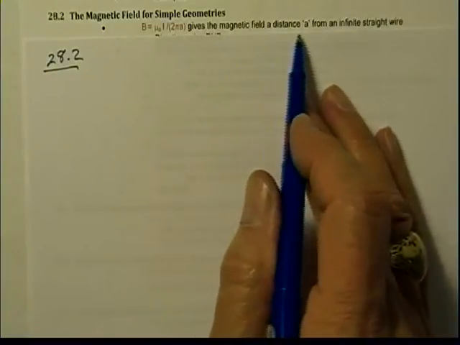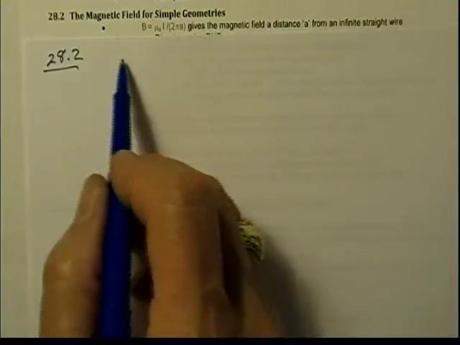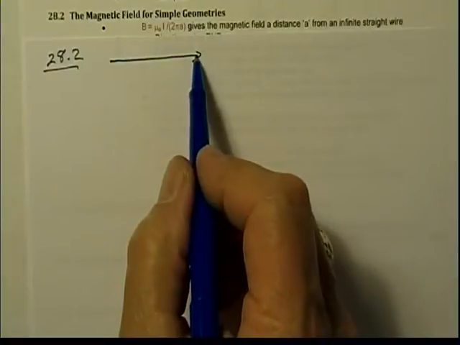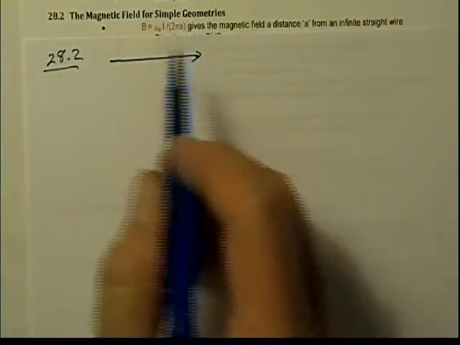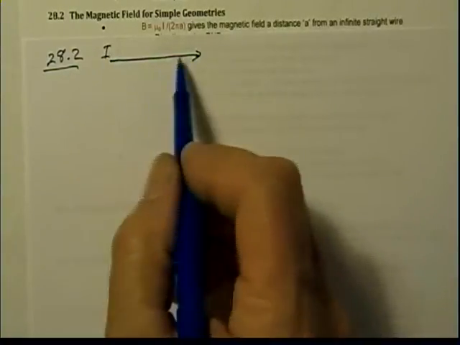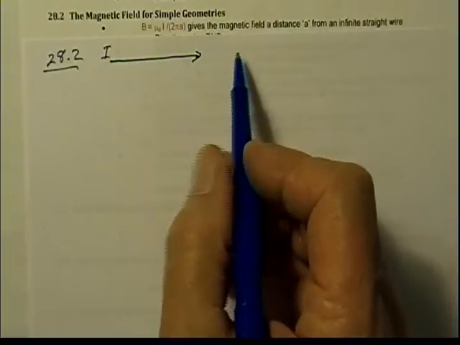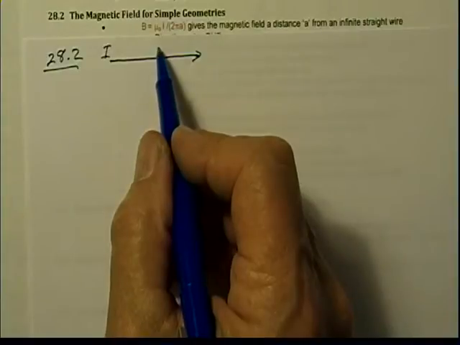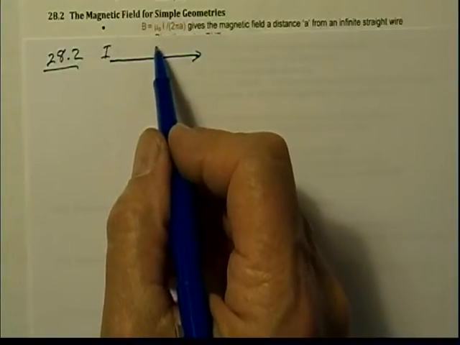We want the magnetic field at a distance a from an infinite straight wire. So we're going to imagine an infinitely long wire. That way we don't have any end effects, and we have a current I that's flowing in this infinitely long straight wire. And it turns out that you can use the right-hand rule to compute what the magnetic field is.